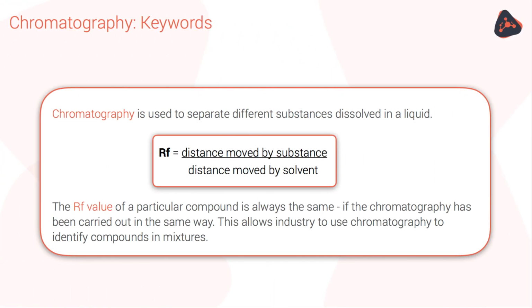So remember, chromatography is a method used to separate different substances that are dissolved in a liquid. Remember that chromatography always needs a mobile phase and a stationary phase in order for the mixture of substances to separate. An RF value is used to calculate the relative distance moved by the substance that you're interested in compared to the solvent that you're using. And the RF value of a particular compound is always the same in the same solvent, which allows us and people in the chemical industry to use chromatography to identify unknown compounds.